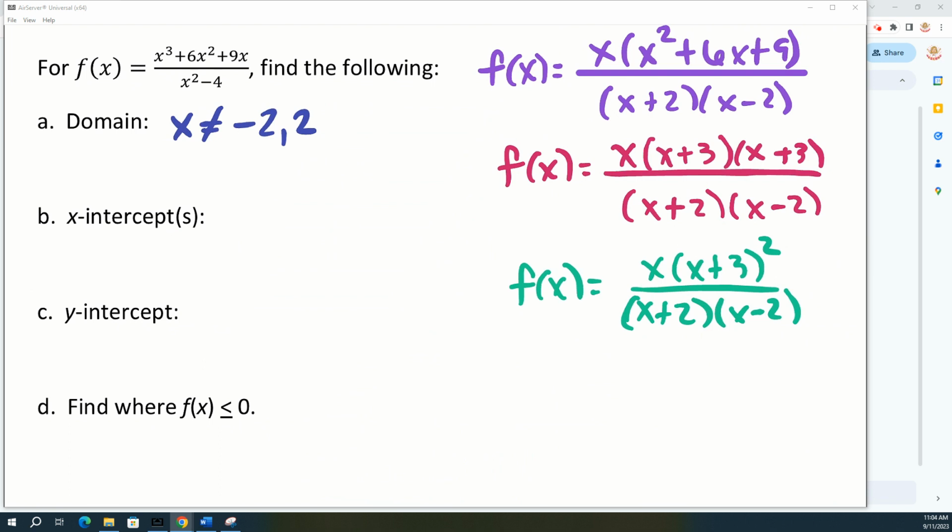All right, did we have any common factors in the numerator and denominator this time? No. So this one is going to have multiple x-intercepts, which is fine. You can have multiple x-intercepts. Do you have to have an x-intercept? You don't. So it's okay if your function doesn't have an x-intercept. This one has 2. So we look to see what's going to make this equal to 0. What do you think? 0. And then the other one is going to be -3.